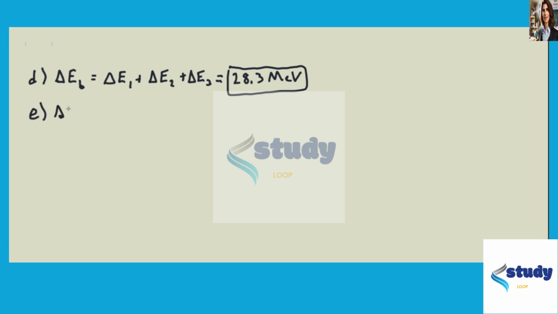Now we want the binding energy per nucleon. The mass number here is 4, of course, because we have 4 nucleons. And so this is 7.07 mega electron volts. And then we want to see whether any of the first three energies correspond or match one of these two, and they do not.